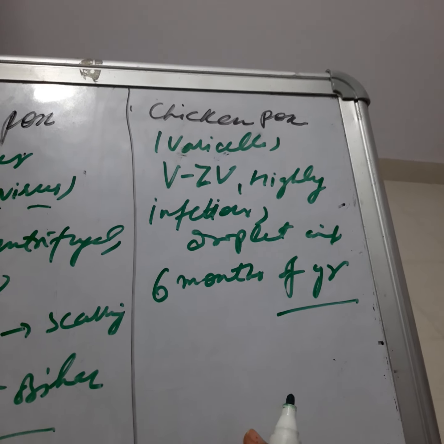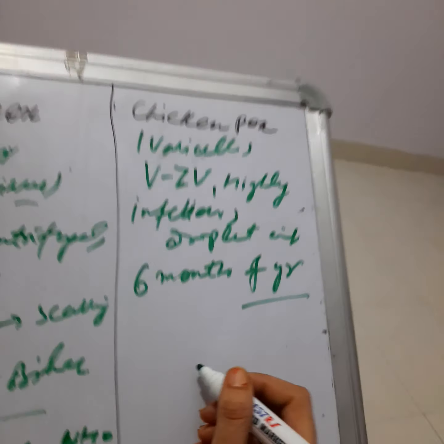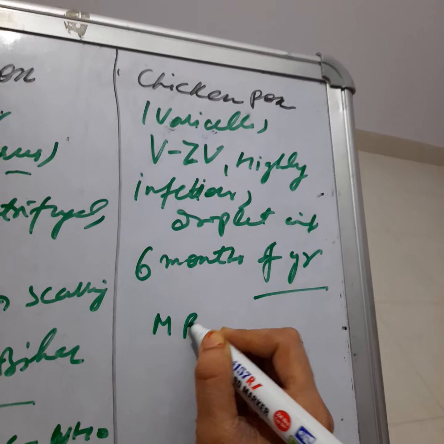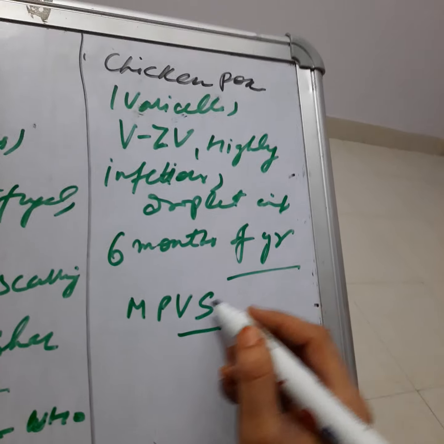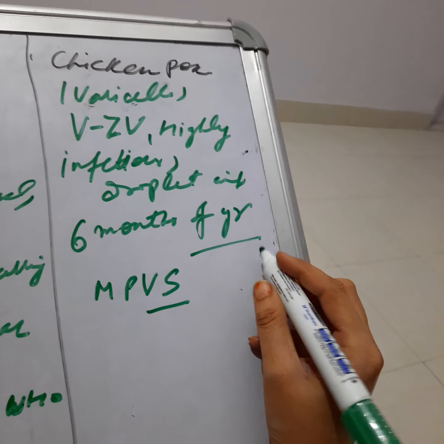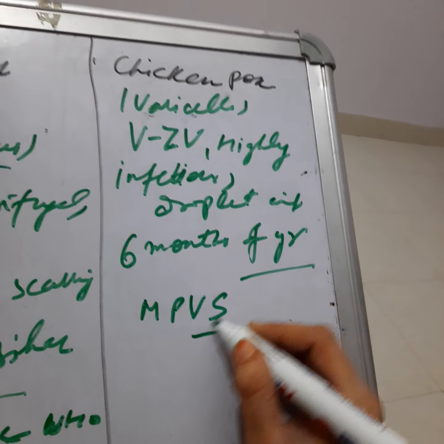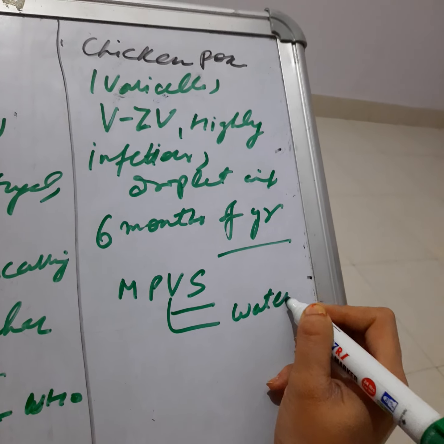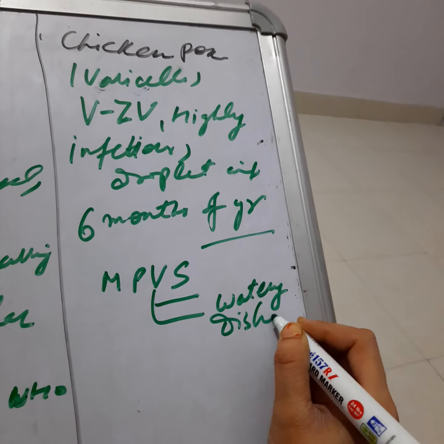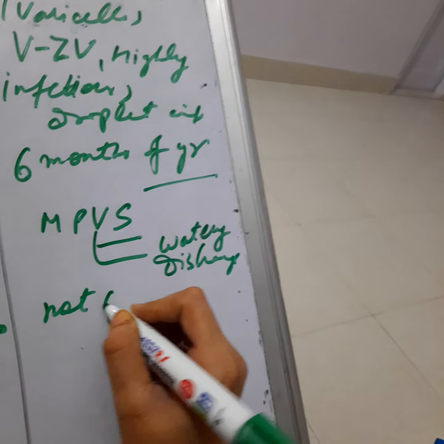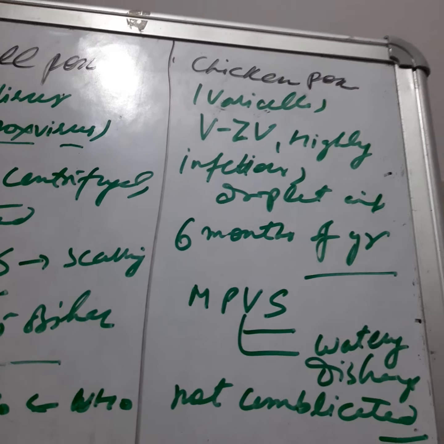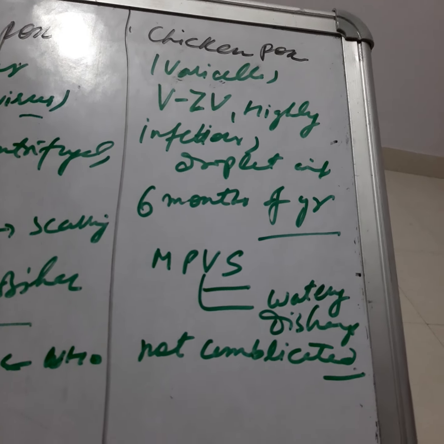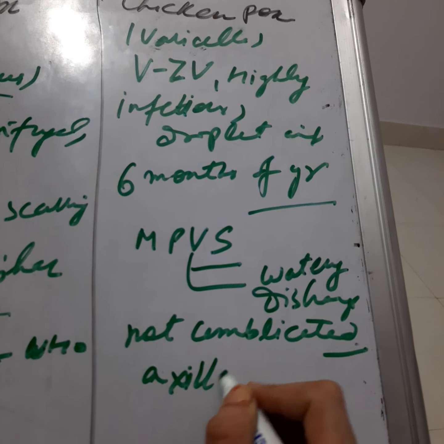In case of chickenpox, there are the macule, papule, vesicles, and the scab. There is no pustular stage. In chickenpox, there are vesicles filled with watery discharge, and they are not umbilicated. This is the difference between the two. And in this case, the axillary region is affected.